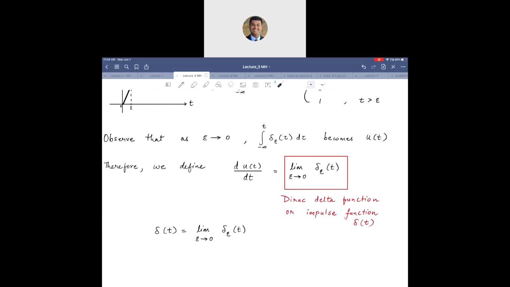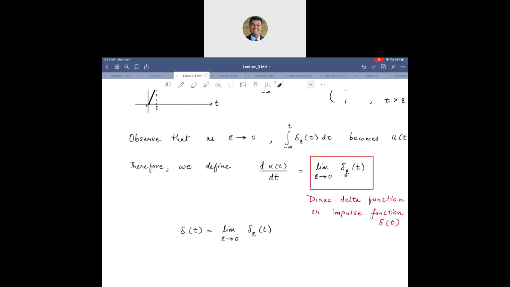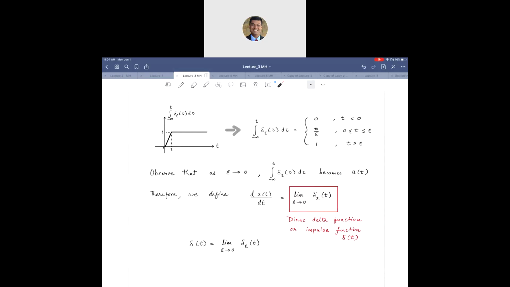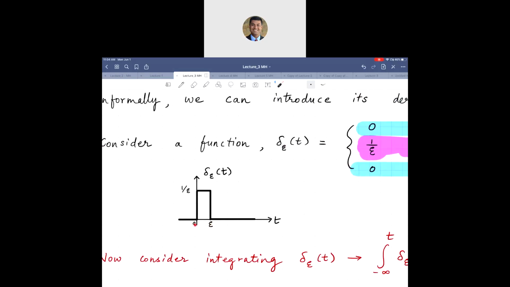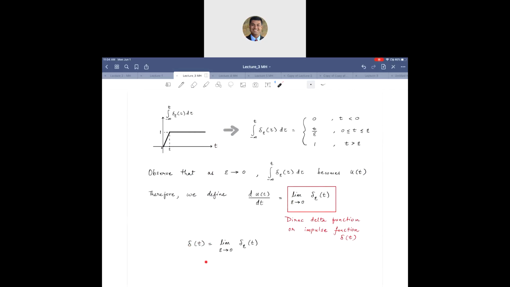How does it look as epsilon tends to 0? Delta of t, the impulse function, we are defining as delta sub epsilon with epsilon tending to 0. If we go back to the definition, the width should be close to 0, so epsilon moves left, a very, very short duration of time. How about the height? The height is tending to infinity. So the height is infinity and the width is tending to 0. That is your impulse function, or delta function. So that's another identity that we are going to box over here.